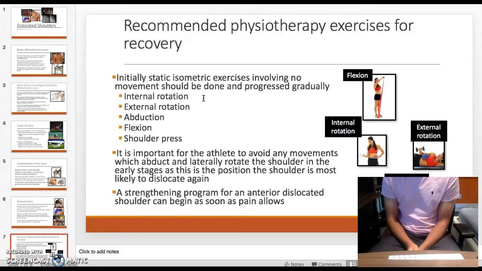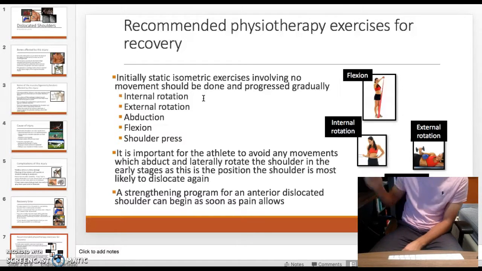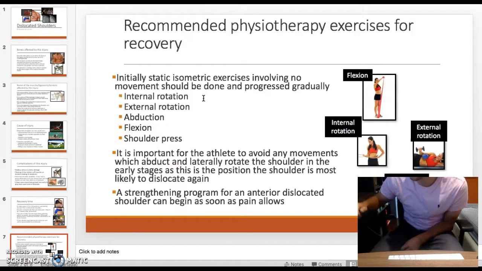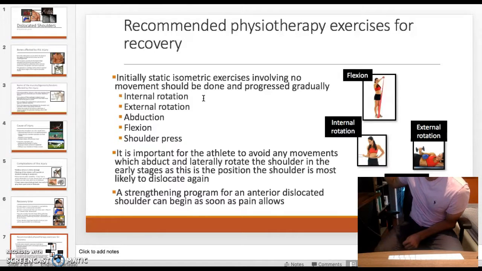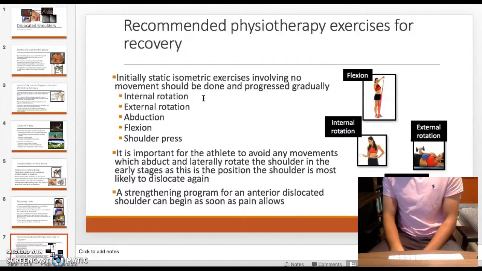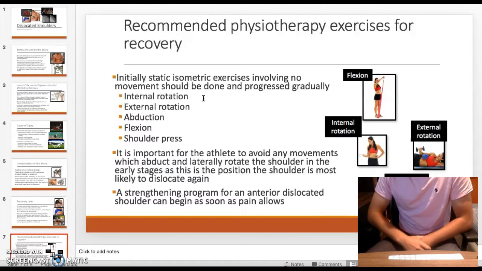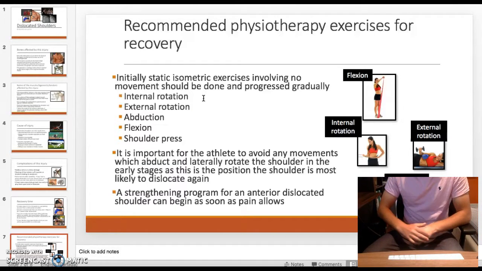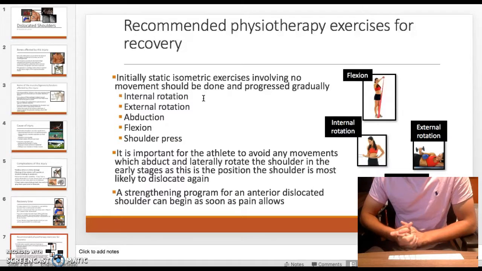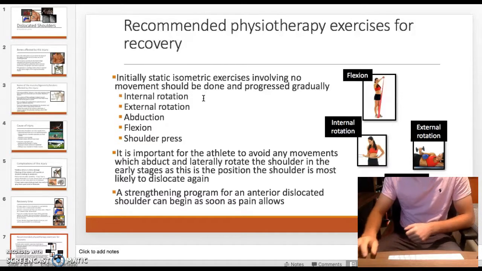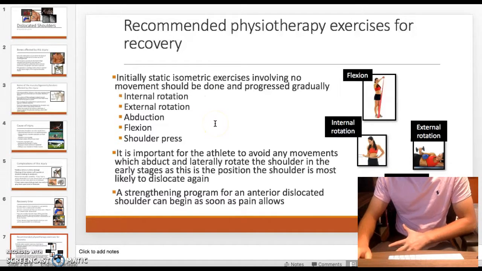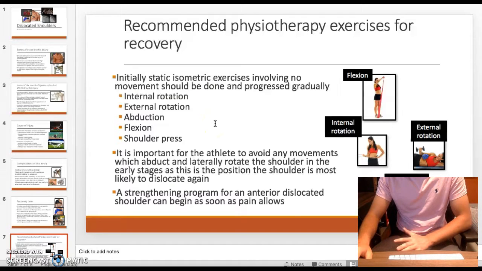And then it's important for athletes to avoid any movement which abducts and laterally rotates your shoulder in the early stages, as this position is the most likely to dislocate again. You can't see, but abduct and externally rotate, and your shoulder could pop out again. Then a strengthening program for an anterior dislocated shoulder can begin as pain allows it. So if you can handle the pain, or if there is no pain, then you're good to begin your program.